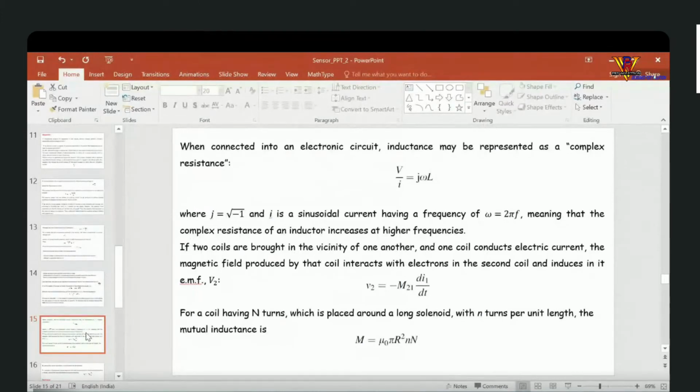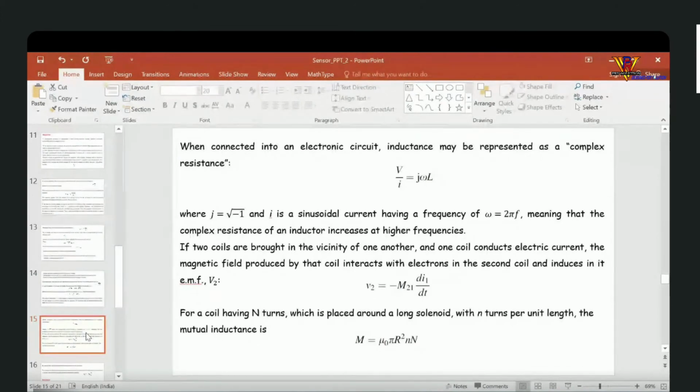Okay. So what does it mean from this expression? What we can observe, the complex resistance of an inductor increases with the frequency. When frequency is high, its resistance will be more. When it is low, it's less. Okay. So this is the characteristic of a solenoid or a coil.